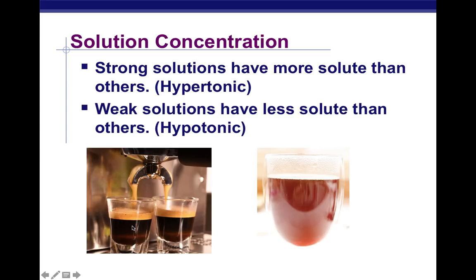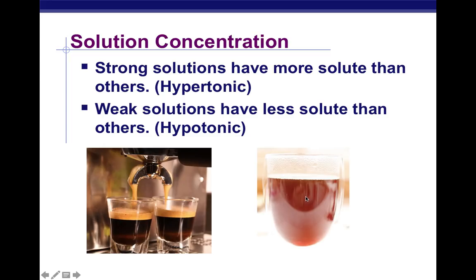Espresso is served in really tiny cups because it's so strong and you just can't drink that much of it at one time. Of course, they're going to make fancy lattes with this, but they're going to mix some other stuff in it. But right now, if you were to drink this, it would be really, really strong. So think of that like hypertonic.